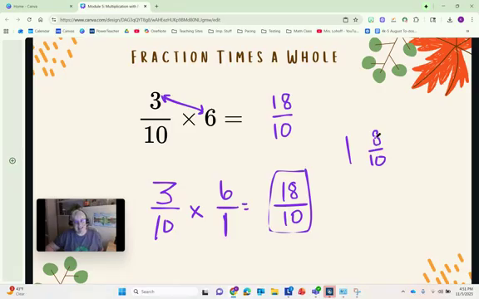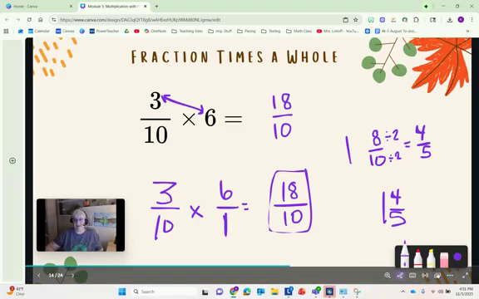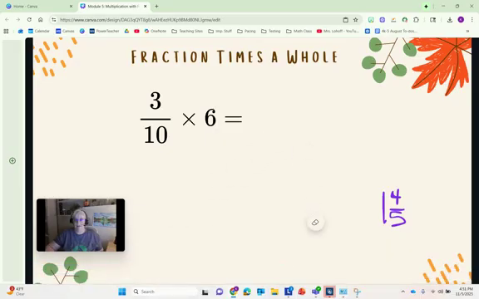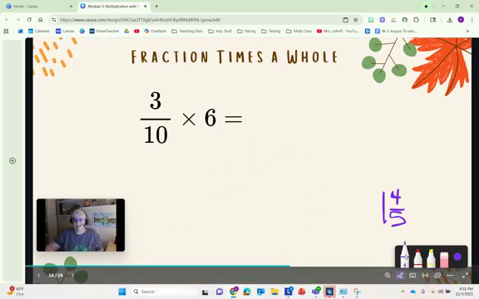Now we have to look at our 8/10. Ooh, those are both even numbers, so we can divide by 2 to reduce that fraction and write it in simpler terms. 8 divided by 2 is 4. 10 divided by 2 is 5. When our numbers are right next to each other in counting order, it is reduced as much as it can be. So the answer is 1 4/5. That is our final answer. Let me get rid of the rest of the stuff so you can see that final answer. There we go. 3/10 times 6 is 1 4/5.